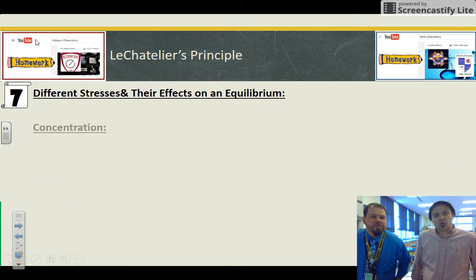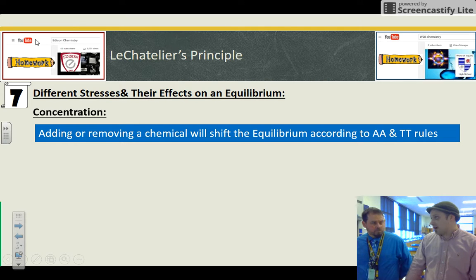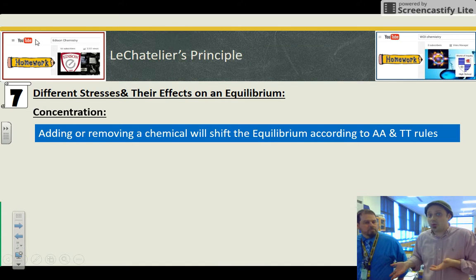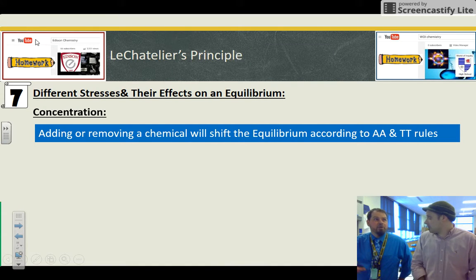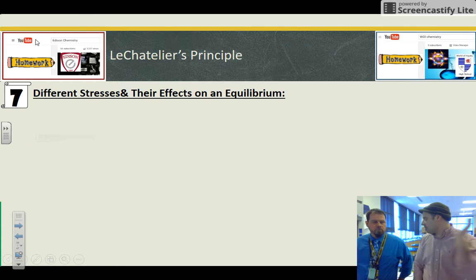So different stresses, concentration. Obviously, you change a concentration, the rate of reaction is going to change. Therefore, adding a chemical will shift an equilibrium according to those AATT rules. If I'm adding more of something, I'm increasing its concentration, so that's where that comes in. More collisions, more reactions, shift away from what you make.